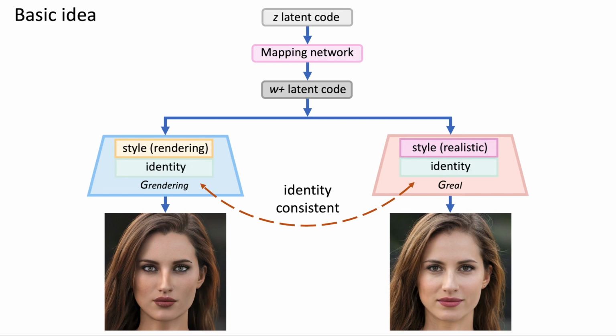The transfer learning is performed in a way that, given a single latent code in the W+ latent space, the portrait identity can be well preserved in both generators. Only the portrait style is interpreted differently as realistic style by G-Real and rendering style by G-Rendering. In other words, the same latent code can generate two portraits with distinct styles but matched identity.